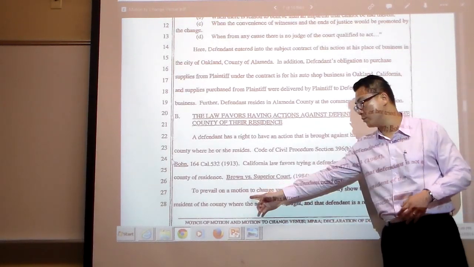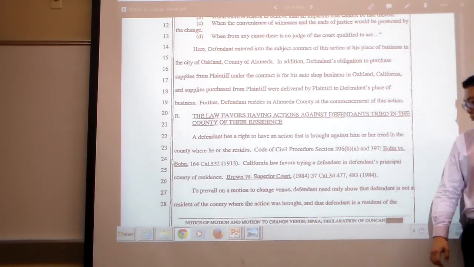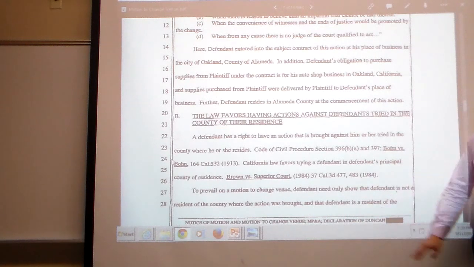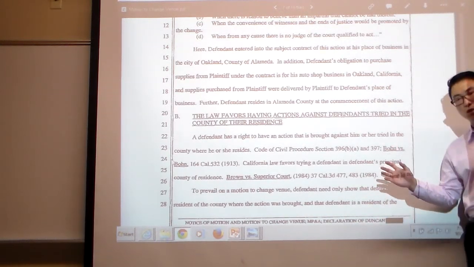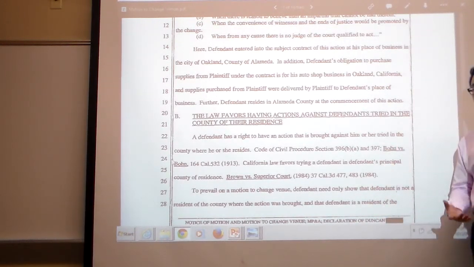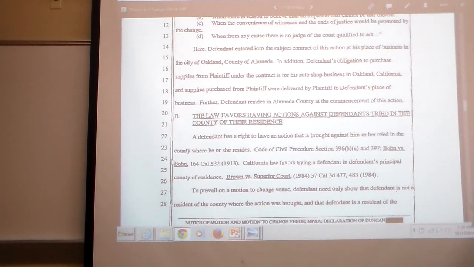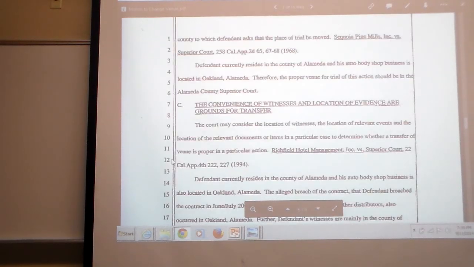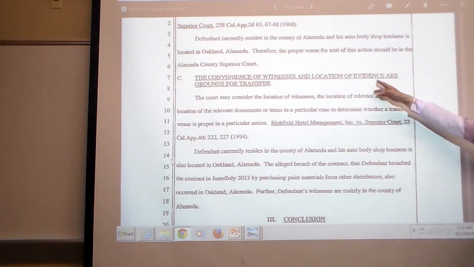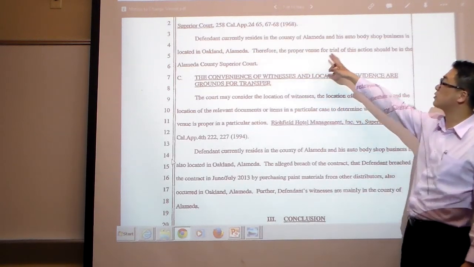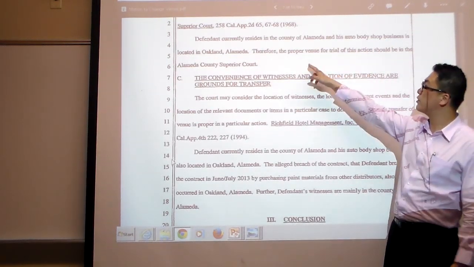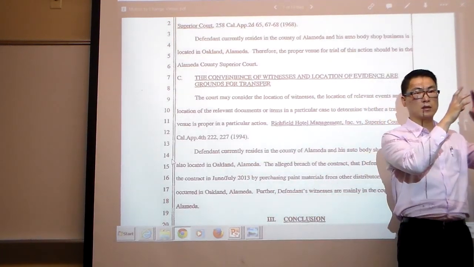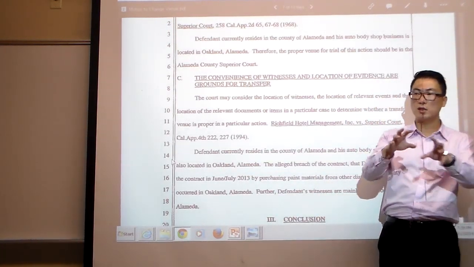And to prevail on a motion to change venue, we only need to show it is not a resident in the county where the action was brought. Well, my client is a resident of Alameda County. And this is my conclusion: currently residing in the county of Alameda, and therefore the proper venue is Alameda County Superior Court. So I have my issue, my rule, my analysis, and my conclusion.